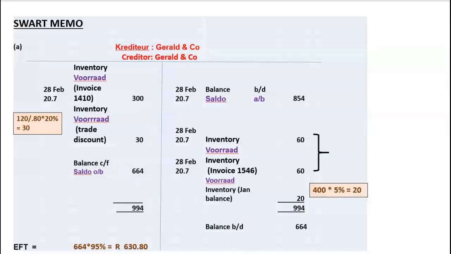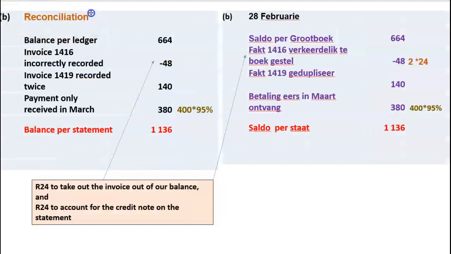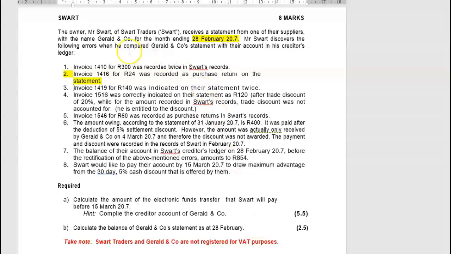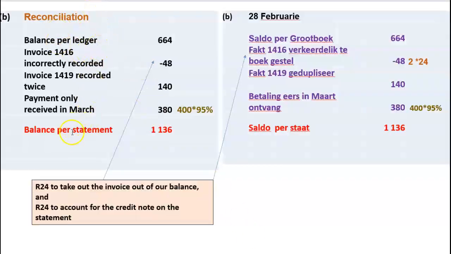So if we want to record this on our reconciliation, we must ask ourselves, what is the impact of this mistake in the reconciliation? What was included in our ledger balance? Included in our ledger balance was the invoice for 24 Rand, correctly. We want to make our ledger balance the same as the statement balance. Therefore, what we should do is we should do the same as what they've done on the statement. Now guys, we're not going to post it in our books.